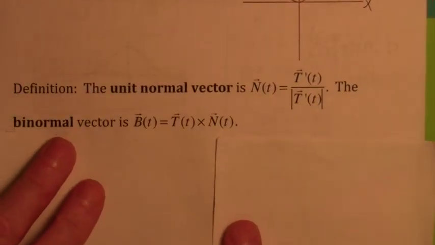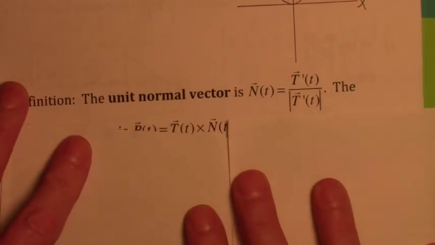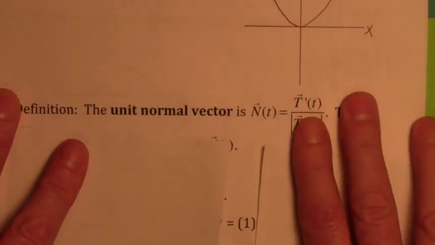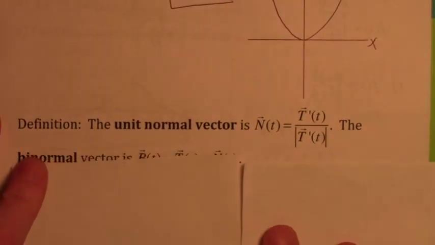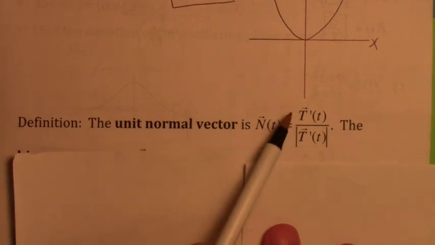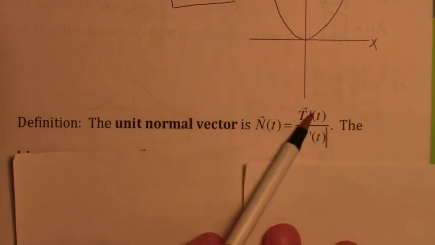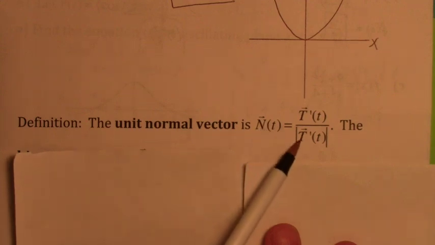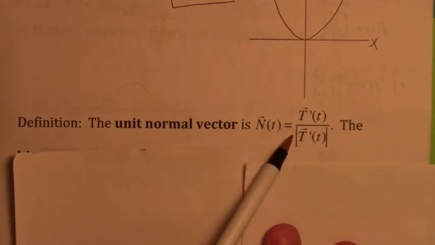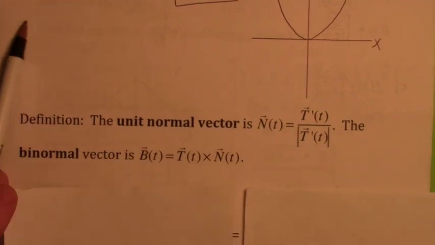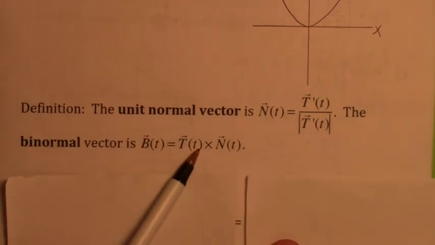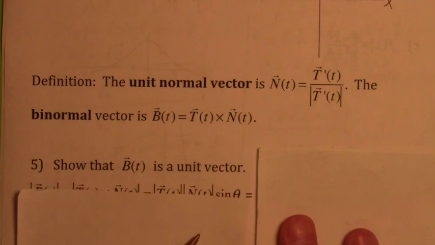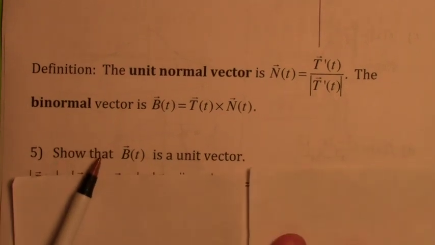All right, one more concept here. Let's define the unit normal vector. We already talked about the unit tangent vector. So the unit normal vector is kind of like going one step further. You take the unit tangent vector, you take the derivative, and you turn that into a unit vector. That's what the unit normal vector is. I'll show you the geometric interpretation in just a minute. And then the binormal vector is just the cross product of t with n. It turns out the binormal vector is a unit vector.